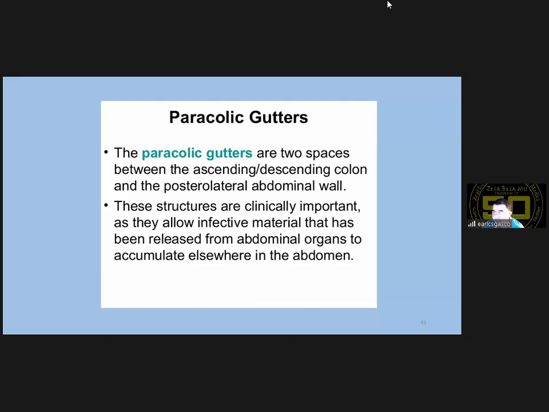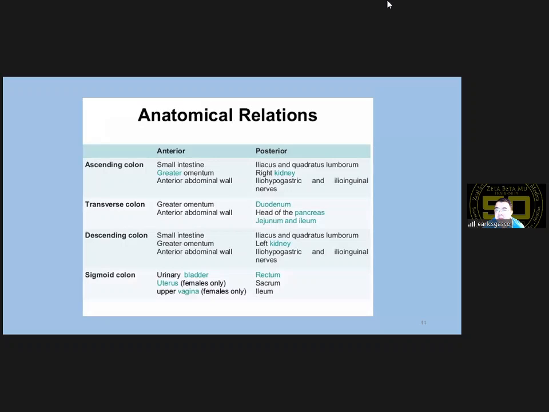So it actually functions as a canal, no? A canal for fluid or infective debris on each side, so it spreads. Okay, the paracolic gutters. Now, anatomic relations of each segment of the colon.